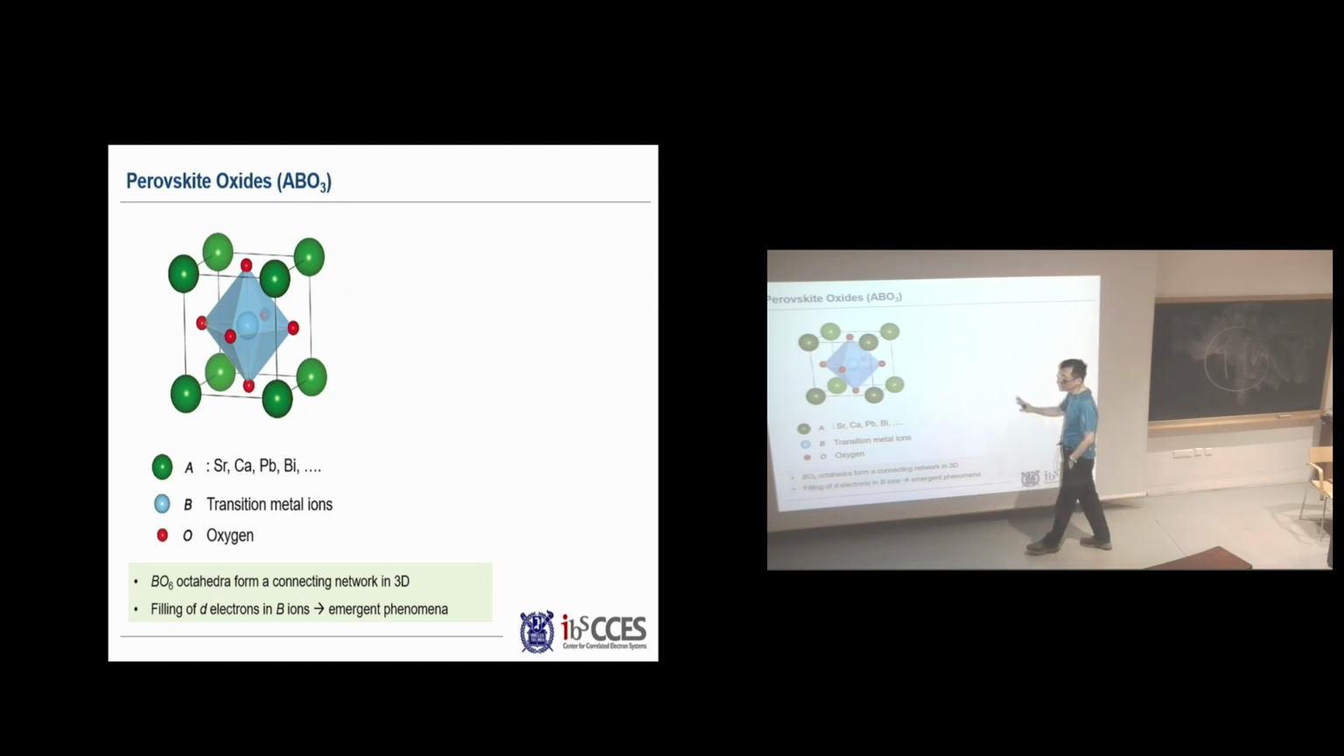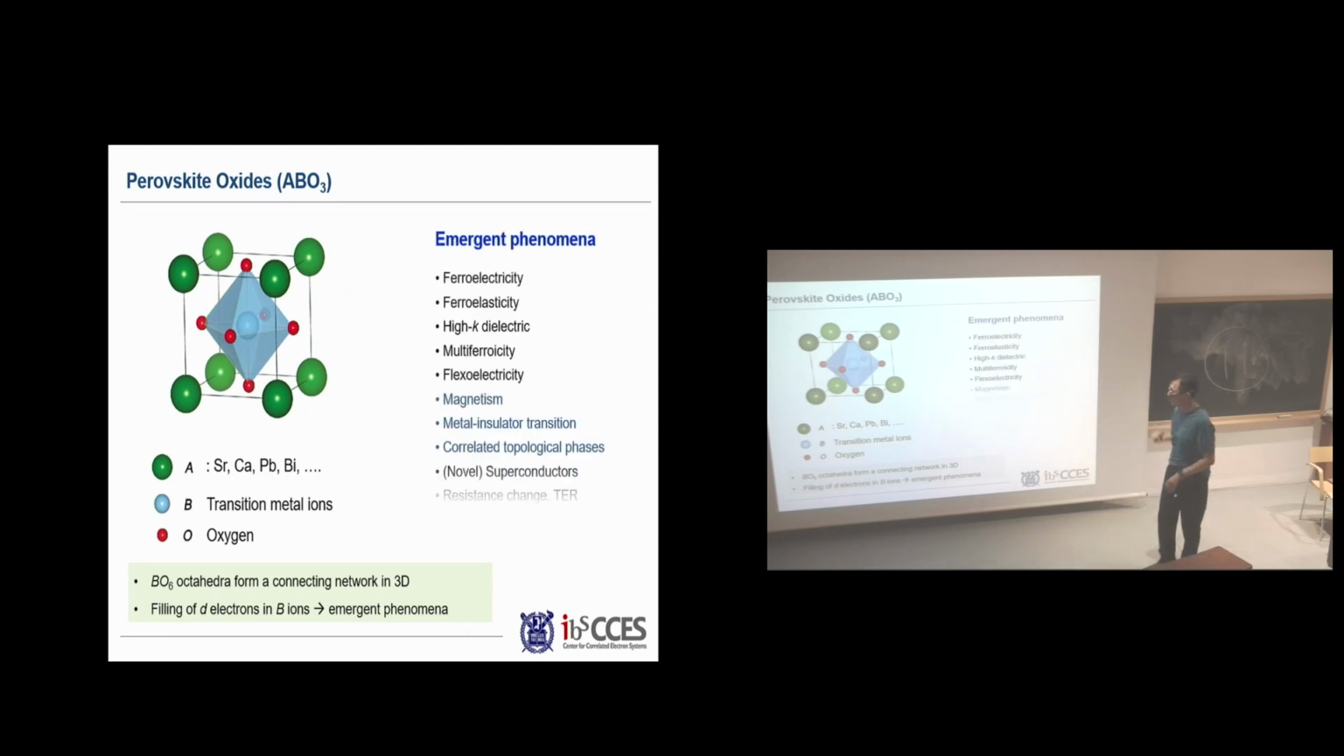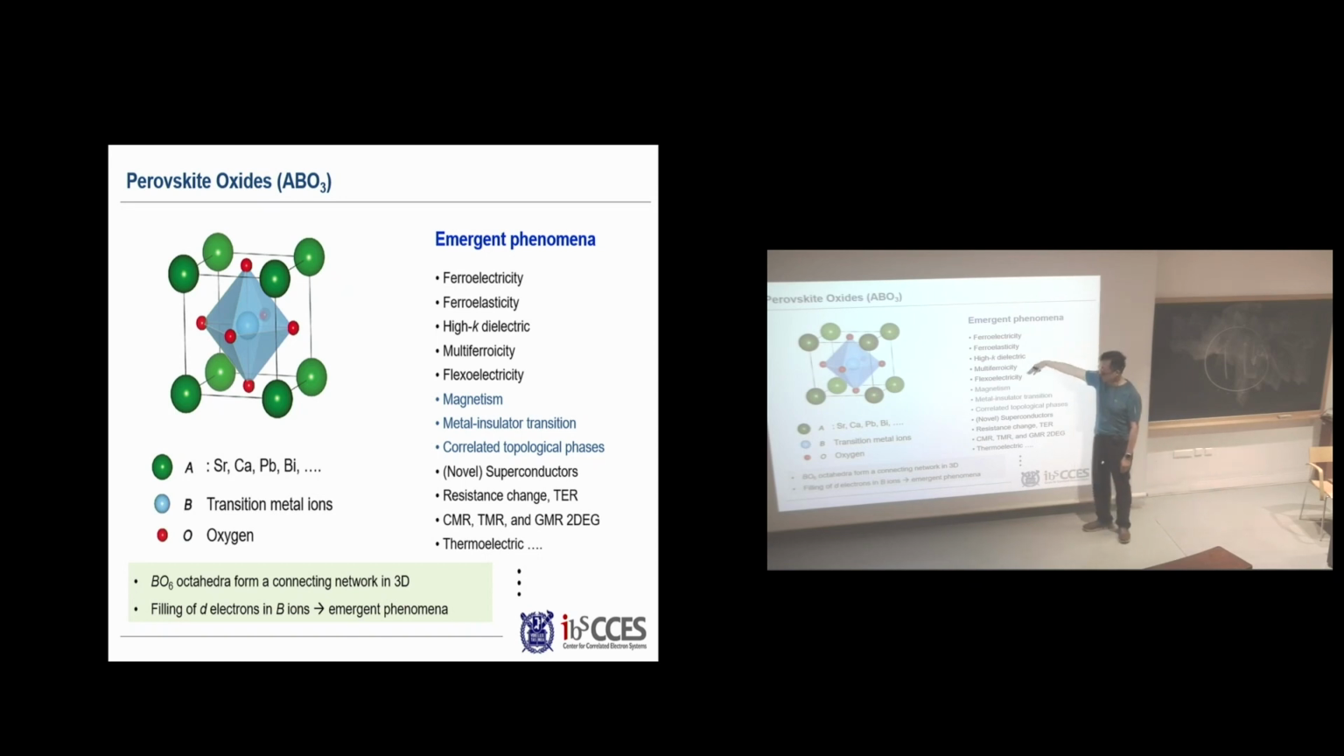In this material, a lot of the conduction actually happens through the metal-oxygen network that is formed in a three-dimensional way. But since the transition metal oxide can have a lot of different fillings of d electrons, depending on the filling factor, we can have a lot of different properties. For example, there are ferroelectricity, ferroelasticity, multiferroics. Tomorrow, maybe I will talk about flexoelectricity. But today, I will mainly concentrate on metal-insulator transition, magnetism, and some of the topological properties and so on.